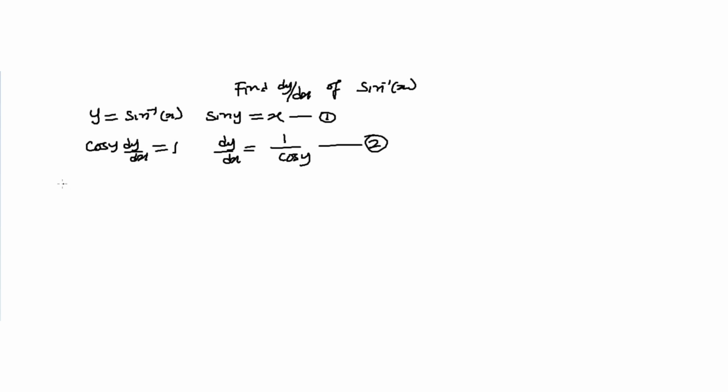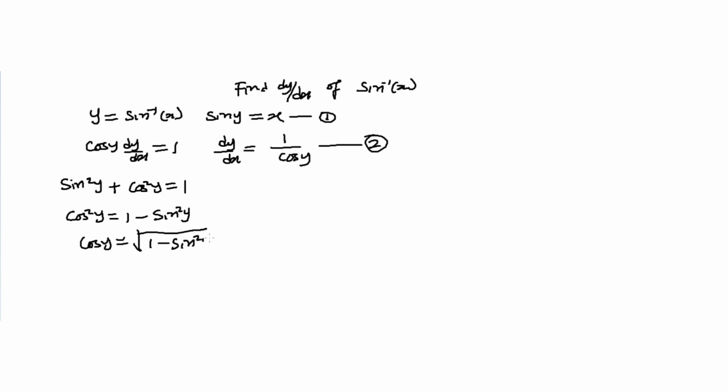So from our trigonometry identity, we have that sine square y plus cos square y is equal to 1, and let's make cos y the subject of the formula. That means we are going to have cos square y equal to 1 minus sine square y, and that means cos y will be equal to the square root of 1 minus sine square y. Let's call this equation 3.